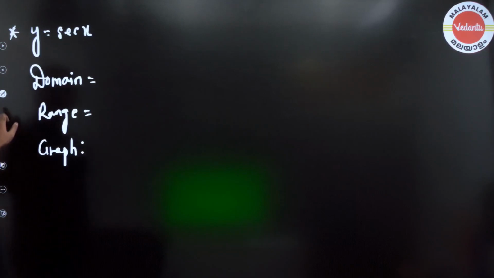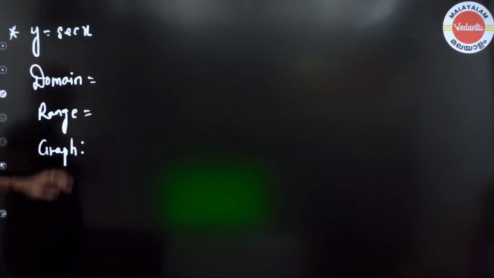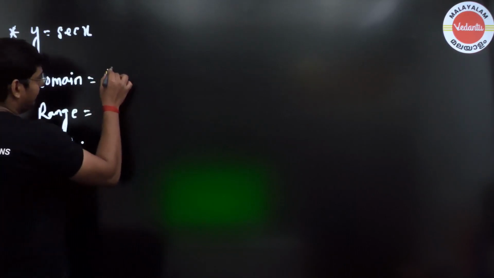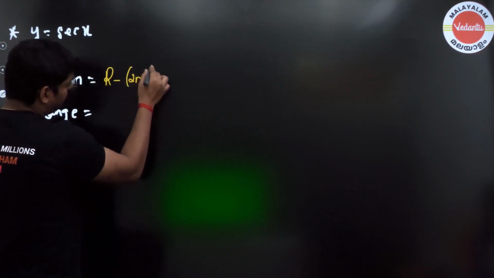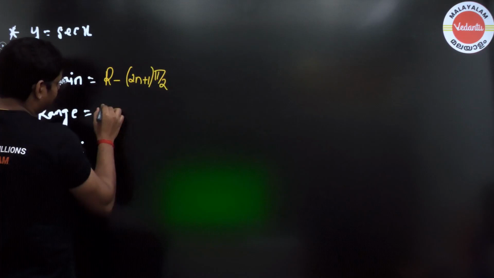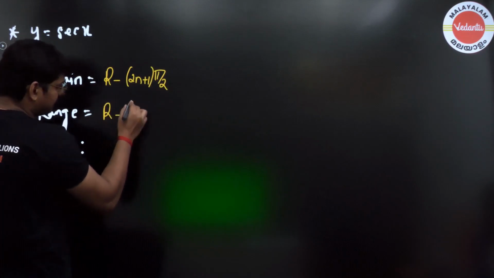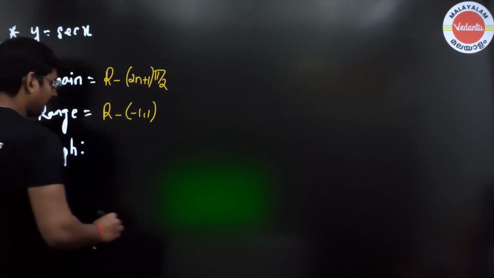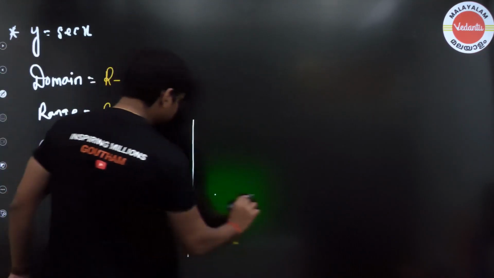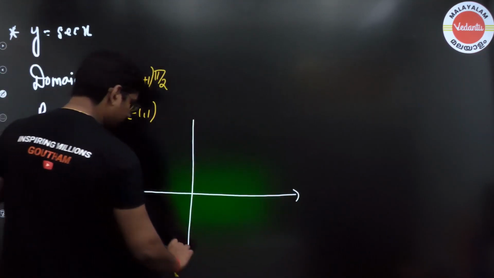And finally, you have the secant x and cosecant x. For the domain, you can take all the real numbers except the odd multiples of pi by 2. For the range, it's all the real numbers except -1 to 1. And if you want to know the graph of secant x, this is how it is going to look like.